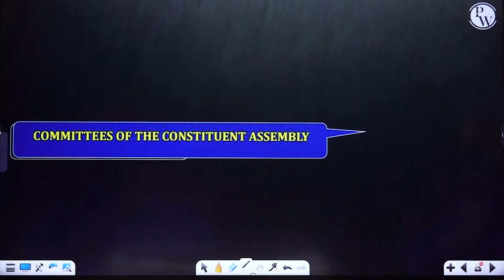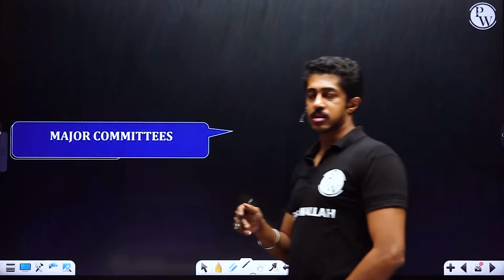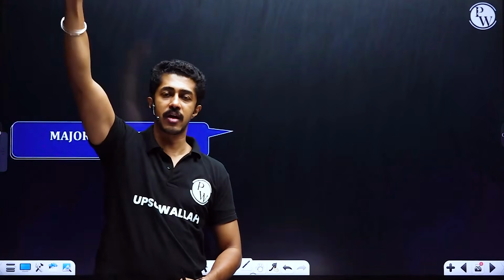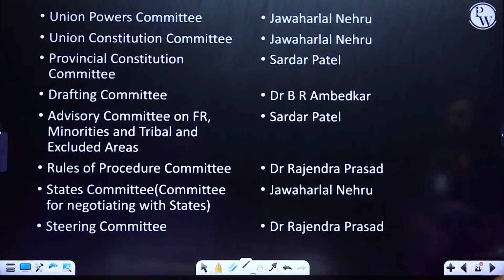Committees of the Constituent Assembly. So, what committees were there? See, it is not that in the Constituent Assembly all the members will sit together and start fighting. Okay, I want this, you want that. No, I won't allow this. No. There was proper division of work, proper division of labor. So, let us see the major committees.